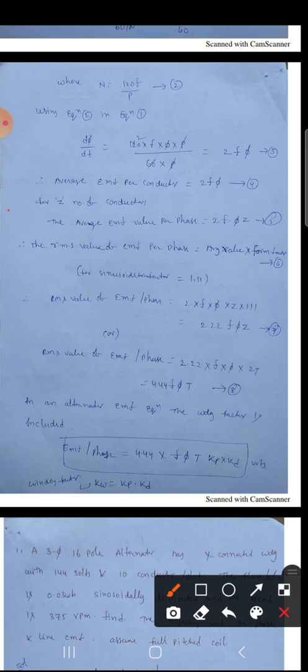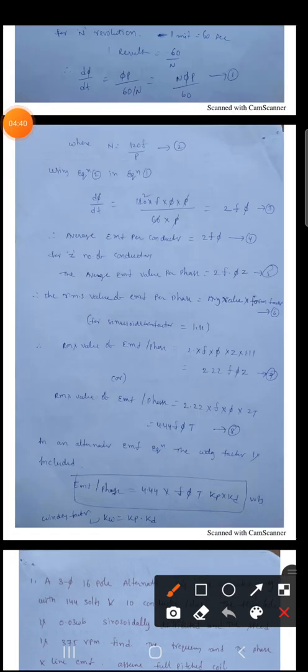Or the RMS value of EMF per phase, we know that Z is 2T, so we just substitute it, then we get 4.44 f phi T. Let us consider this as equation number 8.